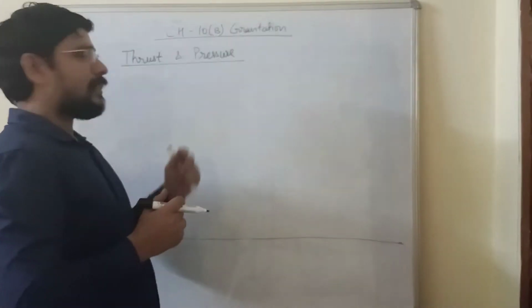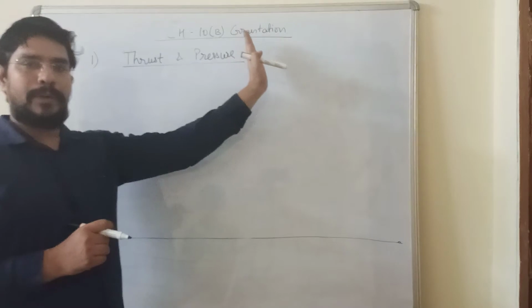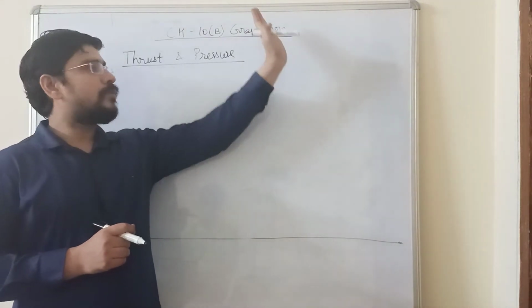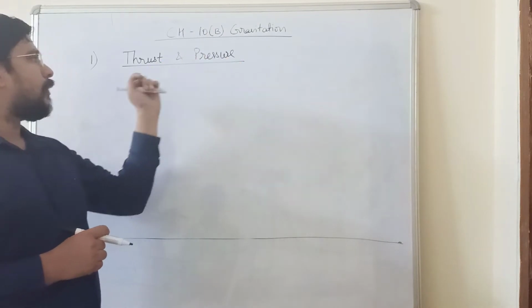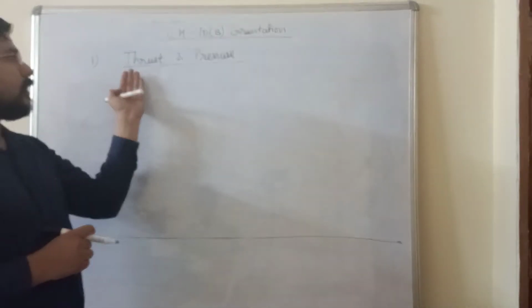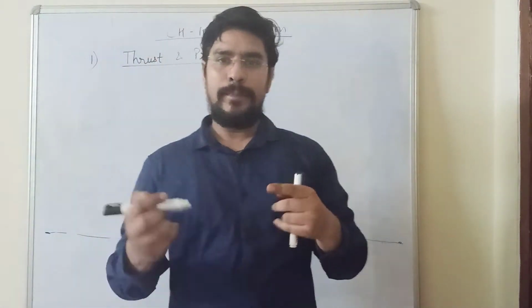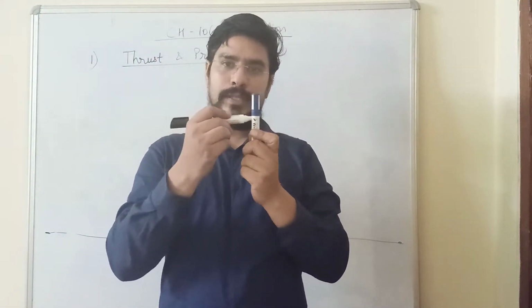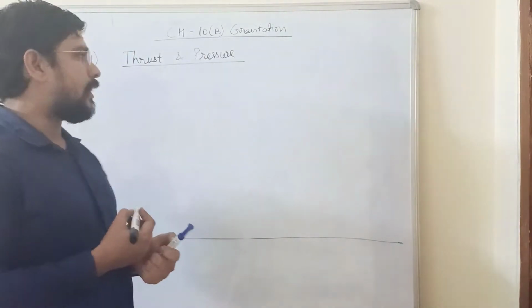So in yesterday's lecture, which was the first lecture for the second part of the gravitation chapter, because the first part we covered before UT, I was giving you a brief revision. We studied in yesterday's lecture about thrust and pressure. Let me give you a brief revision. Perpendicular force to a surface is known as thrust, and pressure is defined as force per unit area.